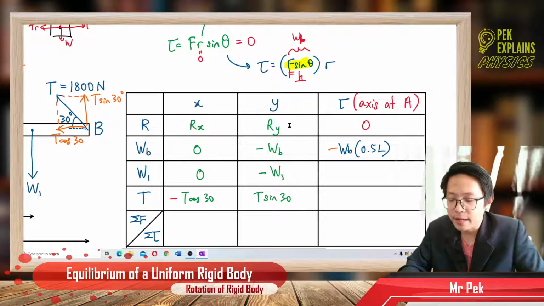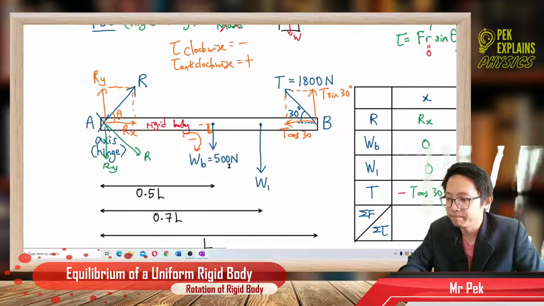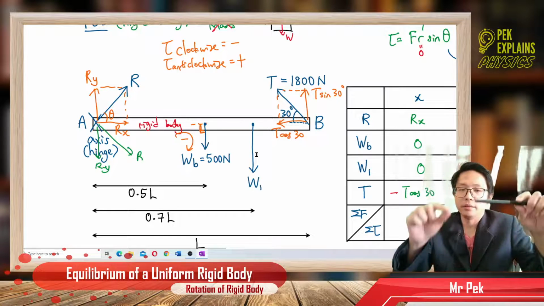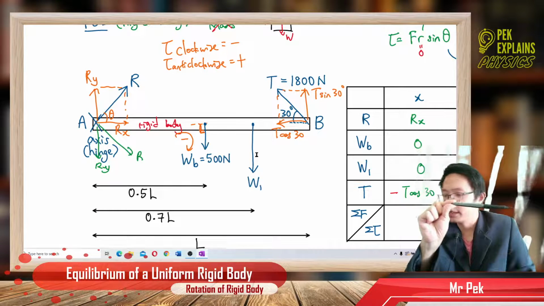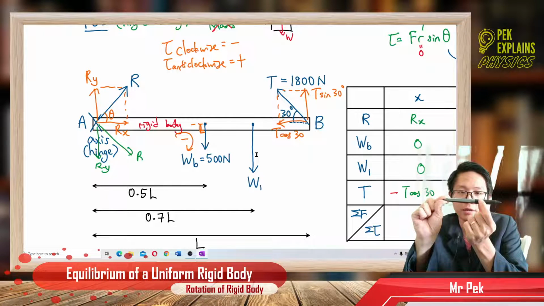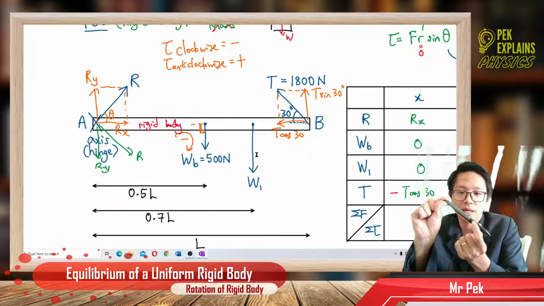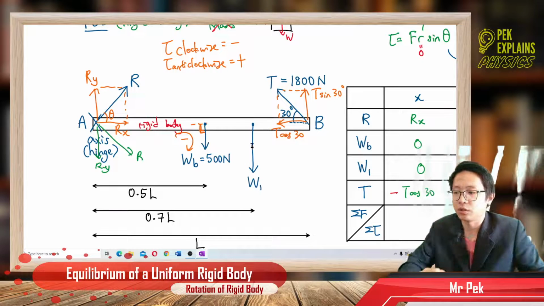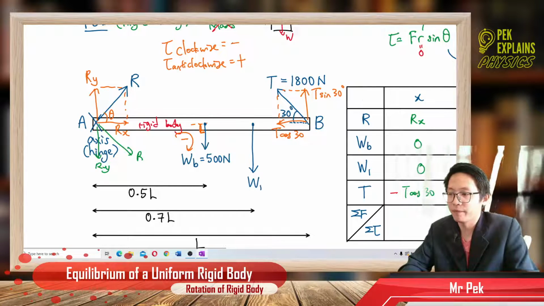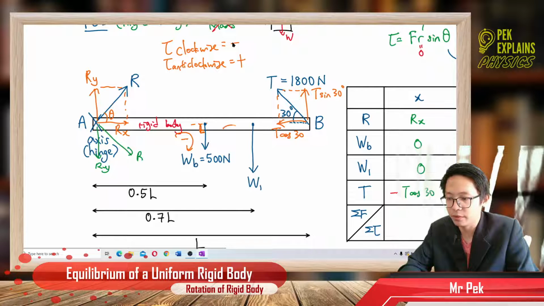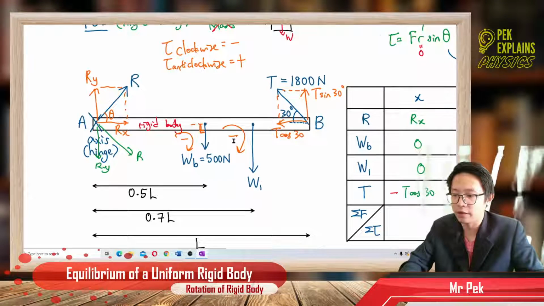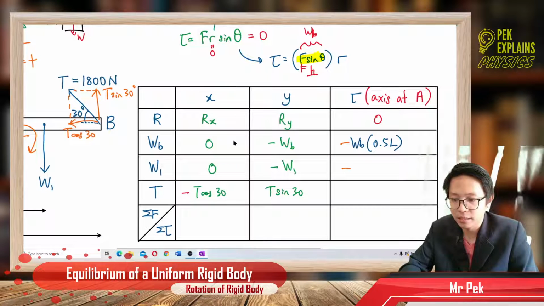Just remember this is what we call the perpendicular component of the force. Now, let us look at the W1. See, this is the axis of rotation. W1 is pulling down, so the thing is rotating clockwise. For torque, clockwise is negative. So this thing will rotate the object clockwise. So it's negative torque. So here you get negative torque. So just put a negative sign here.